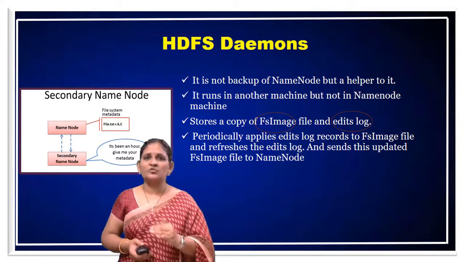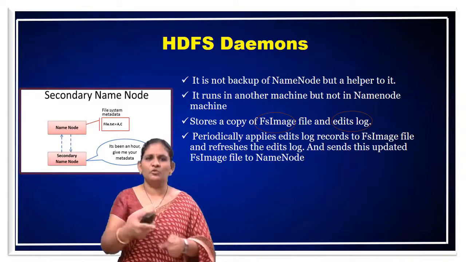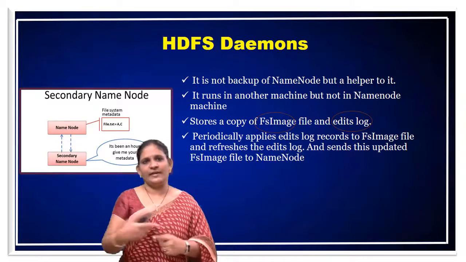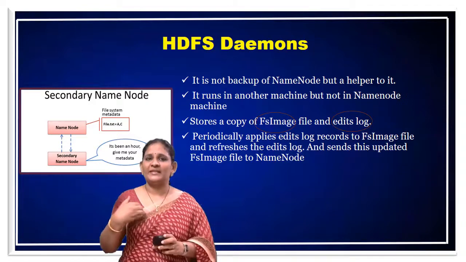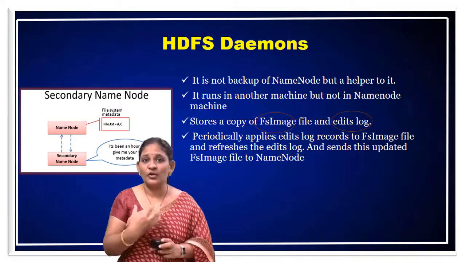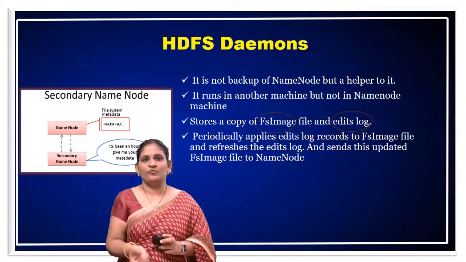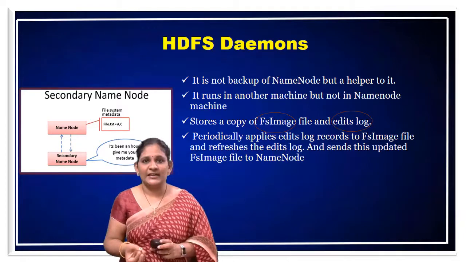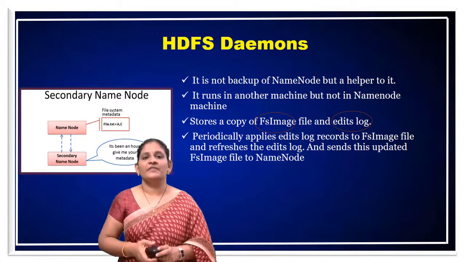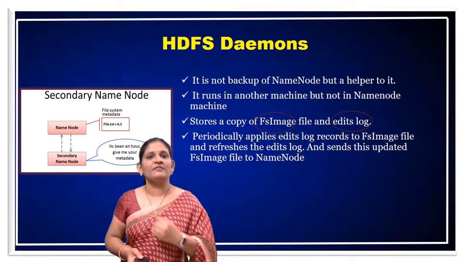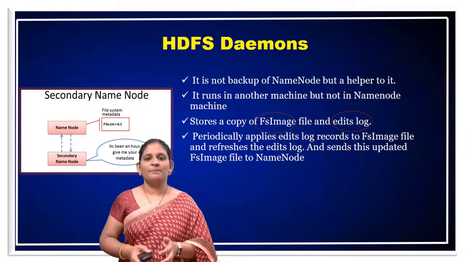Why is the secondary name node doing all these things? Can't the name node do these things, like copying this edit log file into the FS image file? In order not to put so much burden on the master, this task is given to the secondary name node. The secondary name node will perform the merging of the edit log files into the FS image file, and the updated FS image file will be sent to the name node. For that purpose, the secondary name node comes into the picture.